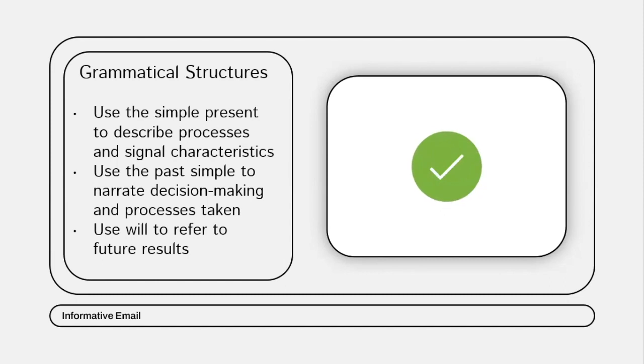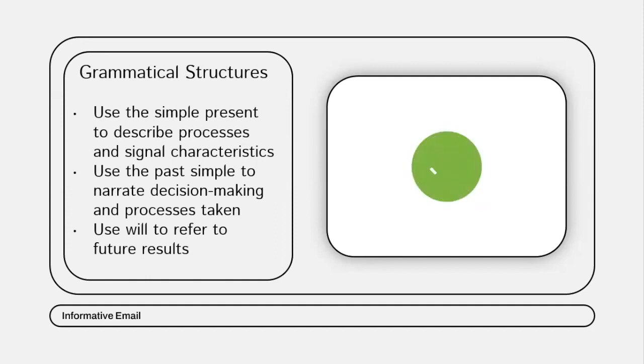Finally, sometimes, not necessarily all the time, you can use the future with will to refer to the future results a process is going to bring about. For example, at the end of this course, you will be able to write effective emails. If you listen, here I am using will because I am talking about the future. So these three grammatical structures, the simple present, the simple past, and will, communicate three different stages in your informative email.